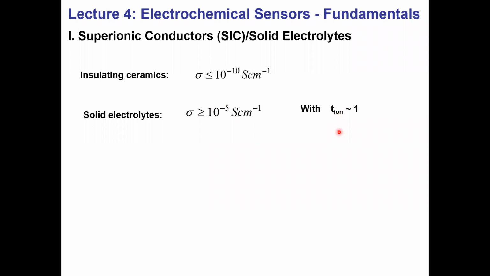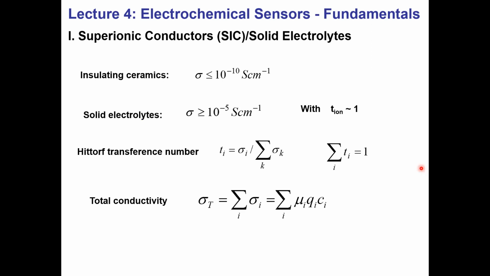So this transference number represents the percentage of conductivity contributed by movement of ionic species. The ionic transference number is practically 1, meaning 100% of the conduction comes from transport of ionic species. The transference number of species i is defined as the conductivity contributed by that particular species compared to the total conductivity coming from all the species. So if you sum up all the transference numbers, obviously it should sum up to 1.